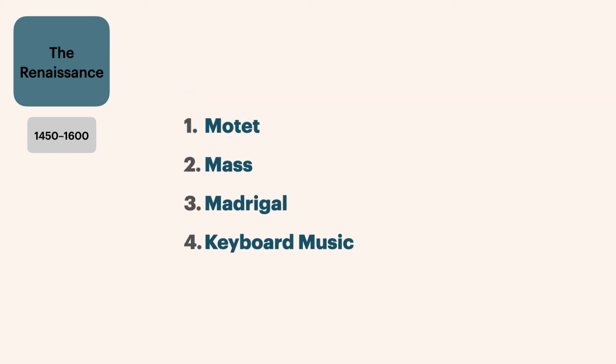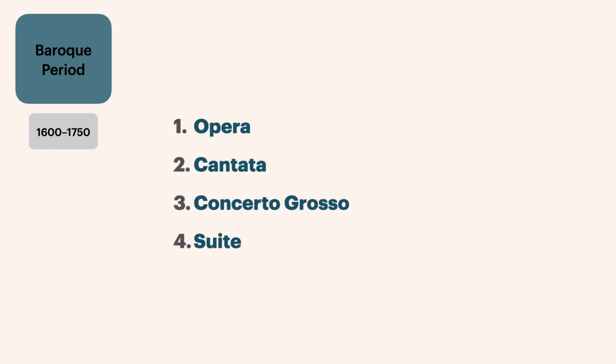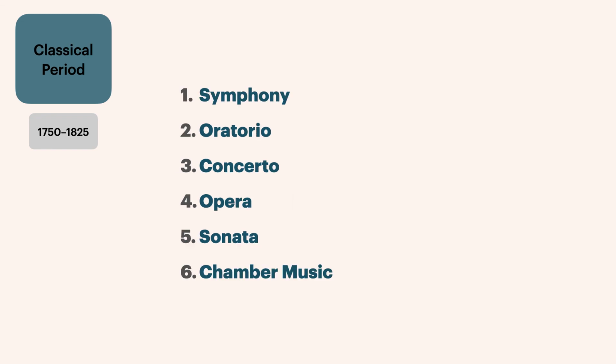For the Renaissance, we'll be looking at the motet, the Mass again, the madrigal, and early keyboard music. For the Baroque period, some of these are going to start looking more familiar to you. Opera, cantata, concerto grosso, and suite. And then probably the most familiar are those from the Classical period: symphony, oratorio, concerto, opera, sonata, and chamber music.